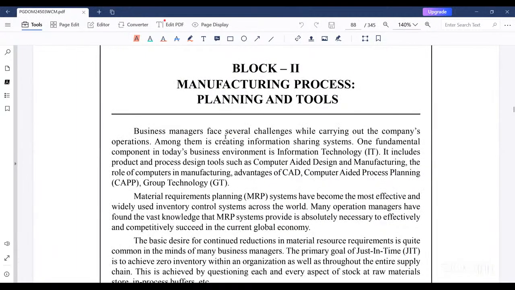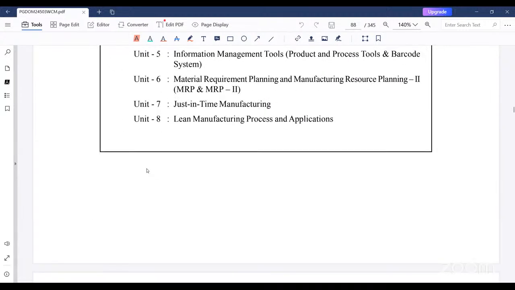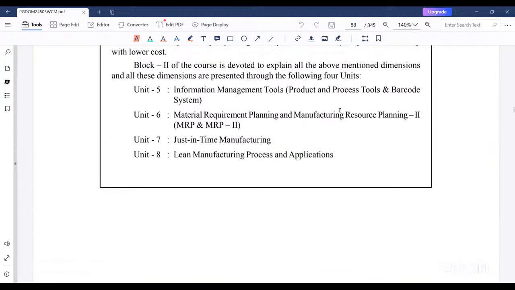So in this block, when we talk about manufacturing process and planning tools, we talk about CAD, CAM, that is computer aided design, and also the use of technology in the manufacturing process. That's what we'll try to understand in block 2. And here we have 4 units in block 2.